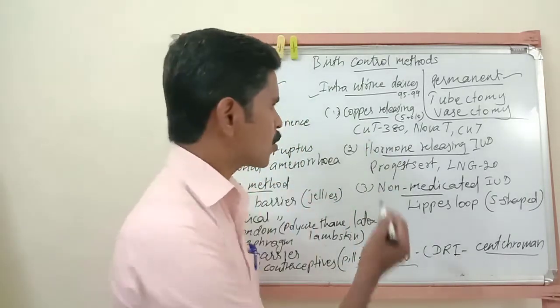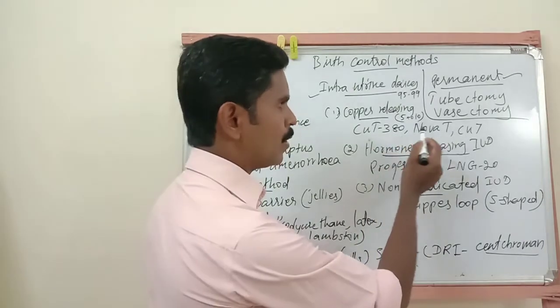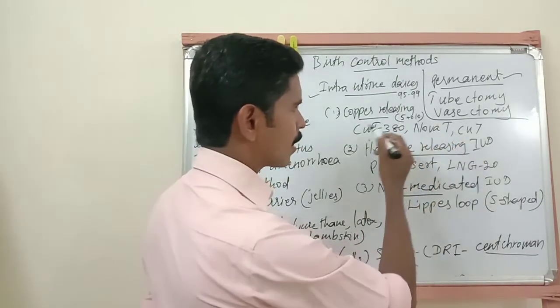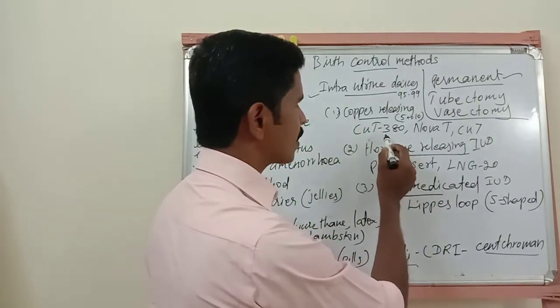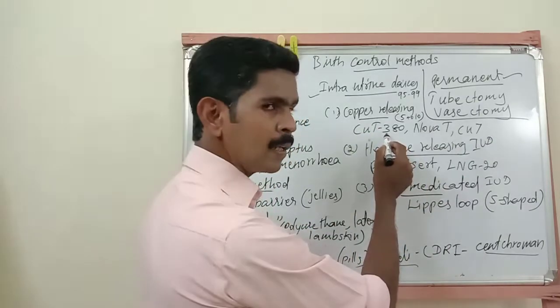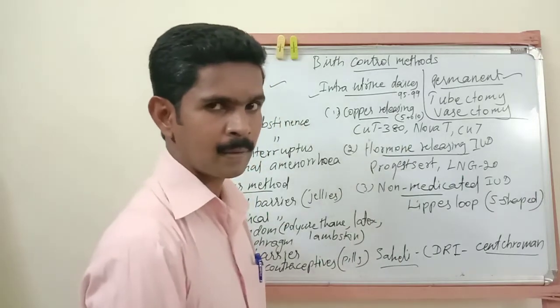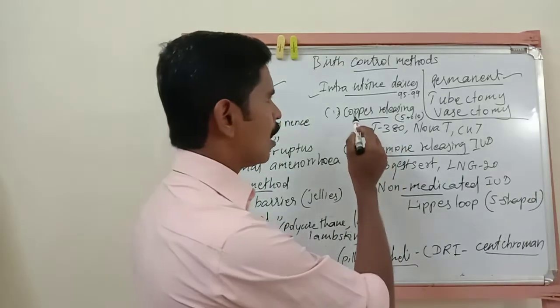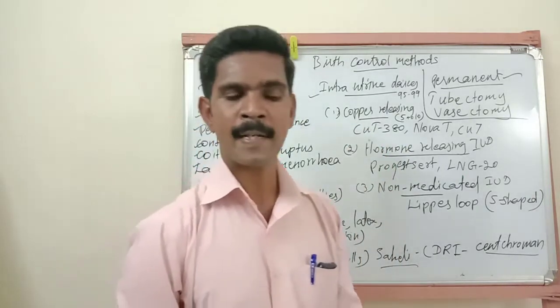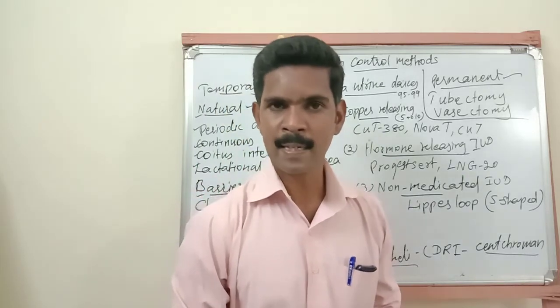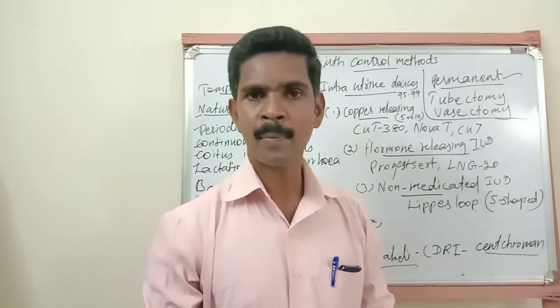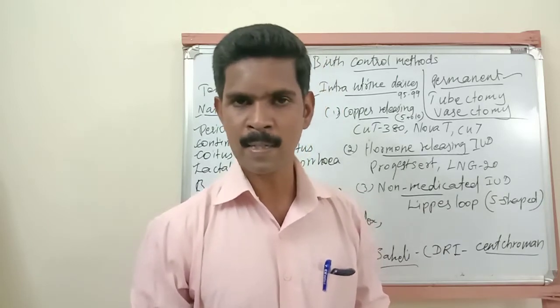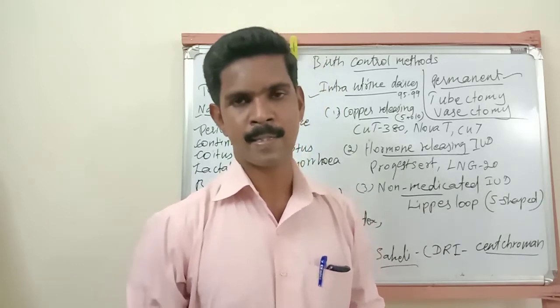Understand, my dear students? So Cu T 380 is one example, and Nova-T and Cu7 are other examples of copper releasing intrauterine devices. Very, very important, this is a possible question. This copper releasing intrauterine device can be kept inside the uterus for 5 to 10 years. So it can remain inside the uterus region for 5 to 10 years.